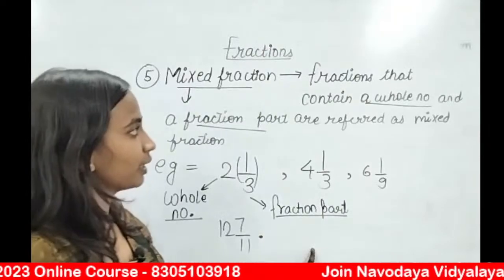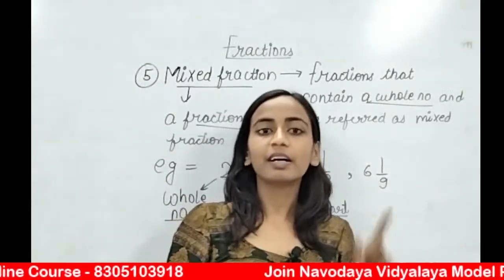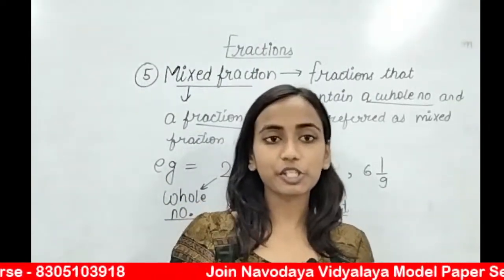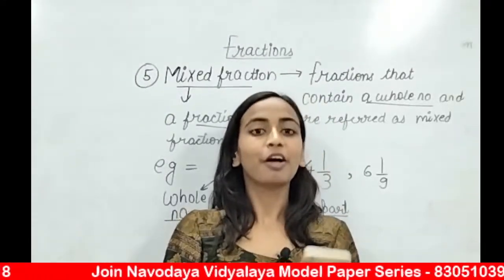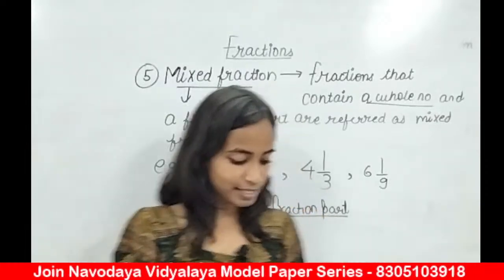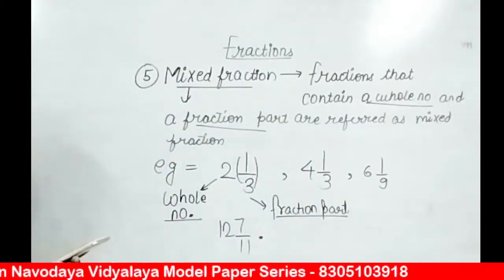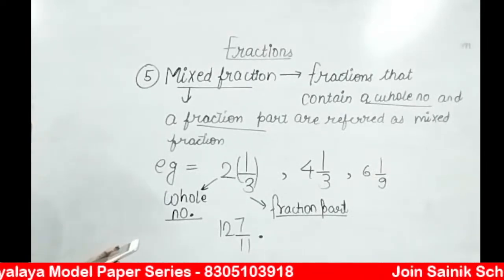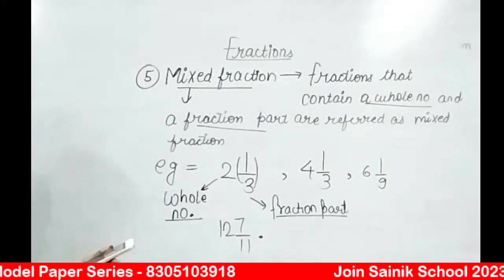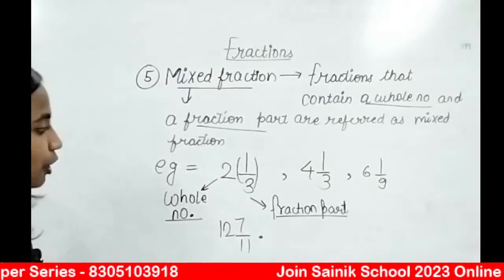So a fraction that contains a whole number and a fraction part, a fraction that is a combination of both a fraction part and a whole number, we refer to such a fraction as a mixed fraction. Correct, Vaishnavi. 4 1 by 2, 6 whole 4 by 5, 2 whole 6 by 3. Correct, Deepthi and Aruj. How do we read it?